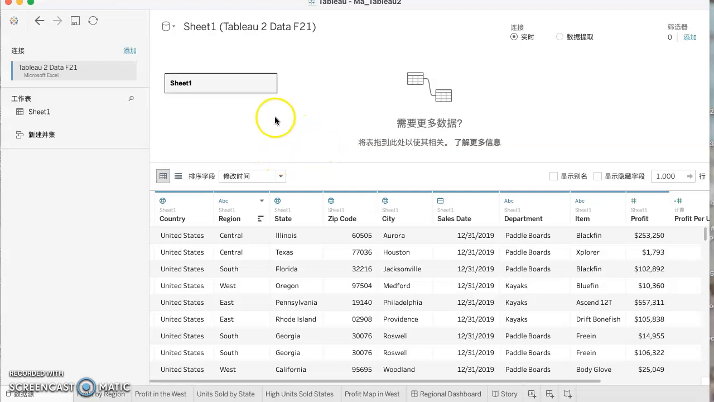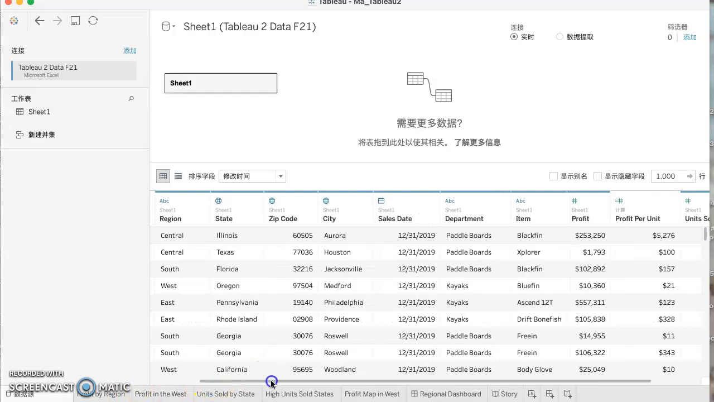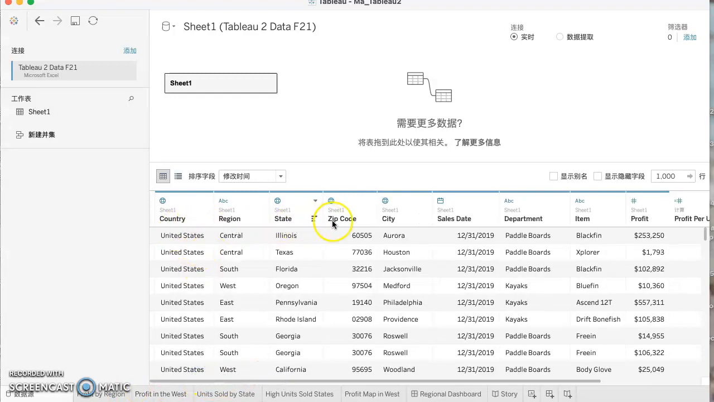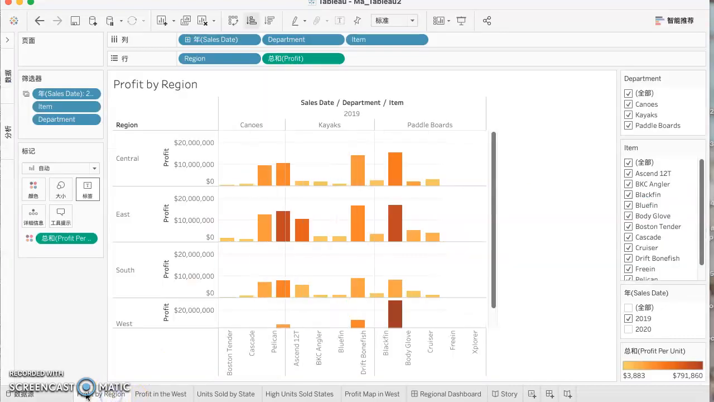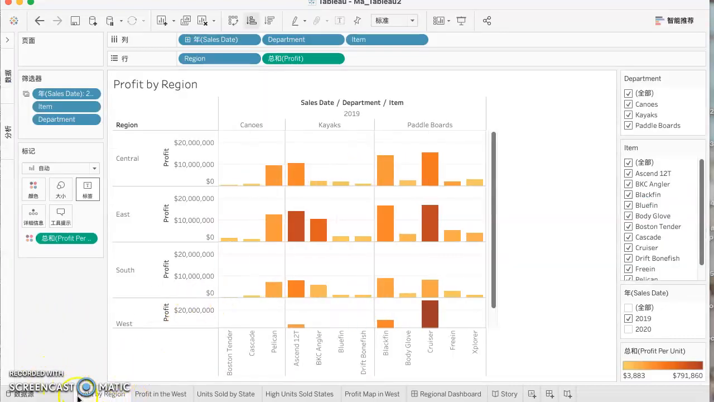First, let's look at the data source. There are country, region, state, etc., and I've created a new calculation, where I use profit divided by units sold. I name it profit per unit. Then let's look at the first sheet.